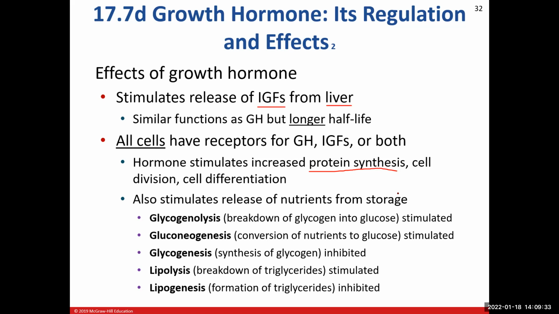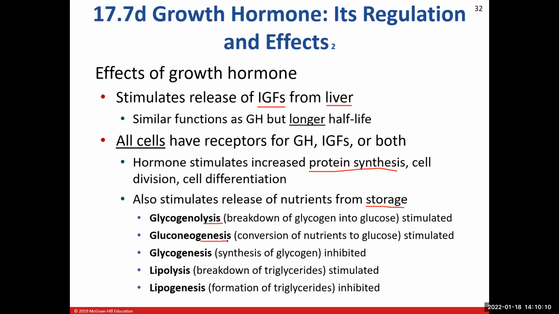So what we'll see when growth hormone is released is that it's going to affect how we utilize nutrients that we kept in storage, or what we're going to do with any nutrients that we might put into storage. So you see a list here of 5 bold-faced words: glycogenolysis, gluconeogenesis, glycogenesis, lipolysis, and then lipogenesis. Again, let's break these words down to really understand what we're talking about. Lysis is to break down, genesis is to make.